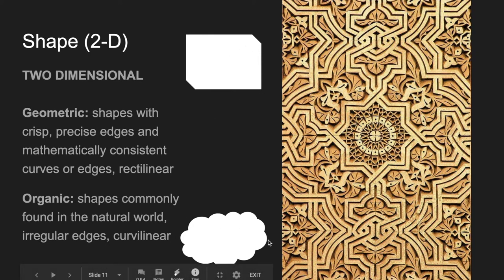An organic shape, that's my example. These are shapes that are found in the natural world. Oftentimes, they have irregular edges and are curvilinear. So these different edges are all different heights and widths, and then often, well, these all have curved edges. Although some shapes can appear to be geometric and organic at the same time, as you can see from this example from an Islamic mosque.